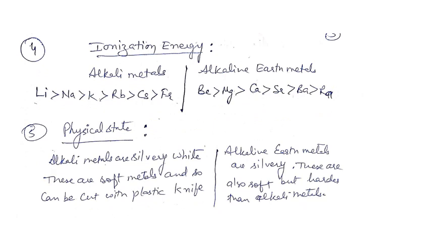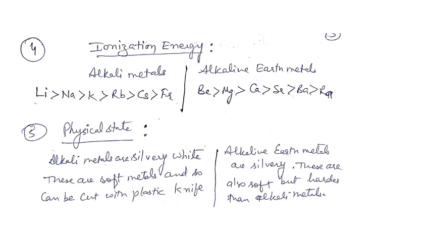Next we talk about the property ionization energy. It is the energy required to remove an electron from a gaseous atom. From left to right, ionization energy goes on increasing because the atomic size goes on decreasing. So it is very difficult to remove an electron as we go from left to right, since atomic size decreases, and down the group ionization energy decreases.